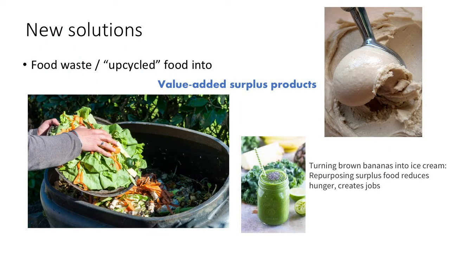surplus products. For example, for bananas that have turned brown, we probably feel it cannot be eaten. No, we can. And we can turn these brown bananas into some ice cream. Does it look very different? Not really, because there are experiments showing that people cannot tell the difference.